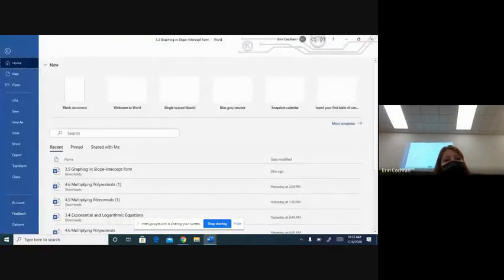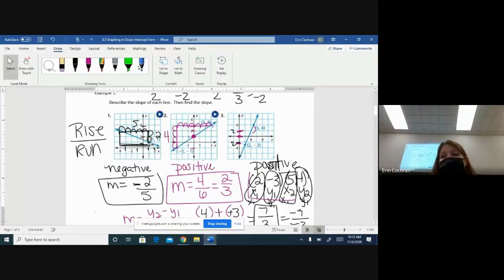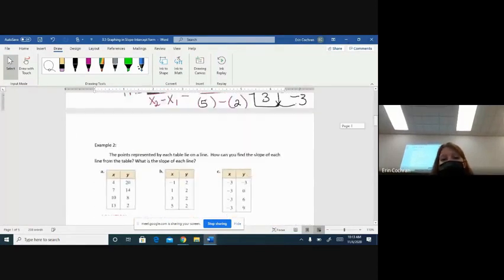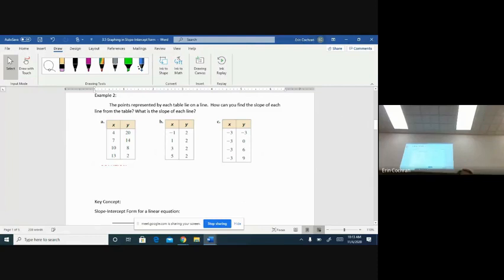All right, so let's keep going. Now we have tables. Again, a table is nice to be used, okay? Remember, do we know how to tell things are linear versus nonlinear? Remember, the x's have to increase by the same and the y's have to increase by the same, right? Now, if it tells us it's a line, do we have to see if it's linear or nonlinear? No, because it says the points represented by each table lie on a line. So if I graph these, it's going to be a line, right?